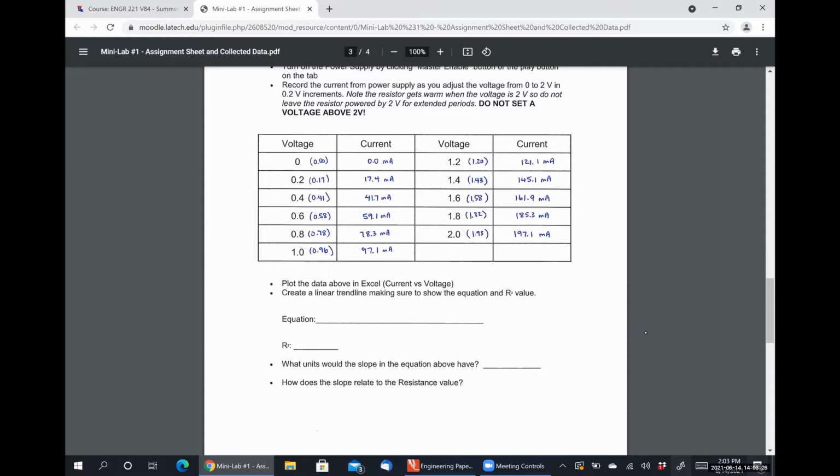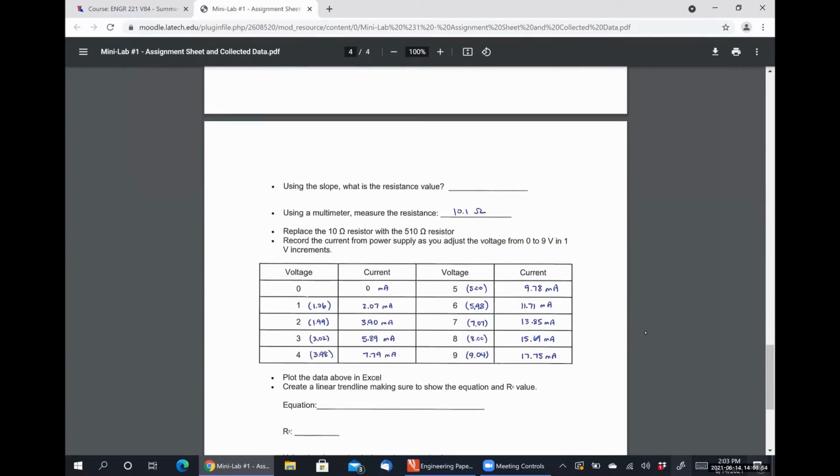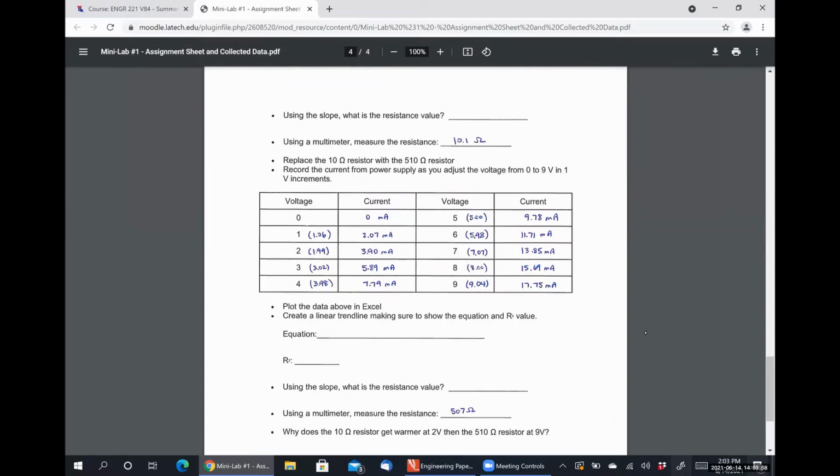And so this second question here, how does the slope relate to the resistance value? The slope of the line would be the inverse of the resistance value, so you would get the conductance from your trend line. And if you plotted it with voltage on the y-axis and current on the x-axis, obviously then the units would be ohms and the slope is the resistance value. So whichever one floats your boat doesn't bother me. Then I repeated the experiment with a different resistor, and you'll do effectively the exact same thing.